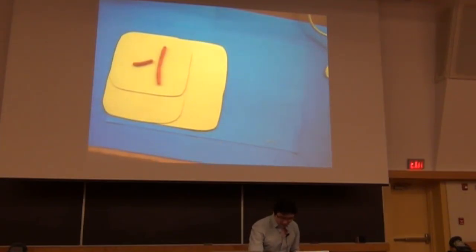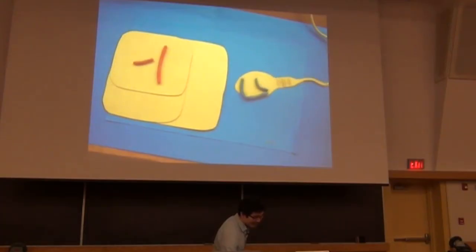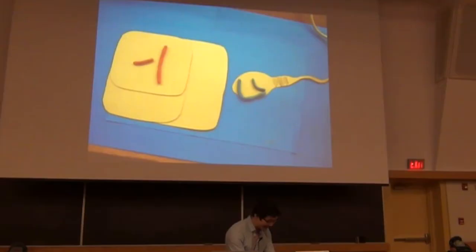And so let's say that Chris's parents make love. Chris's dad's sperm comes along, and it brings in 2 more chromosomes.